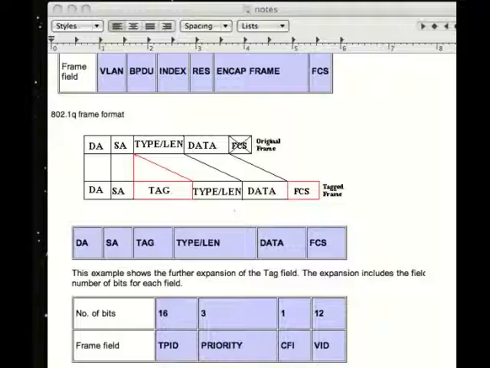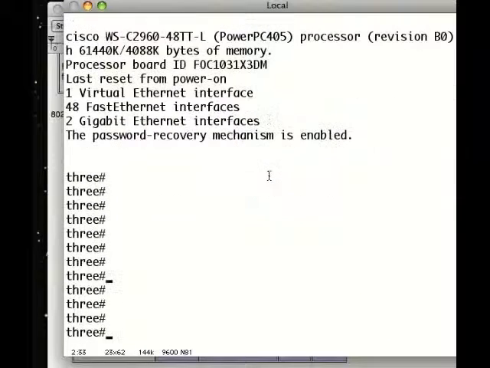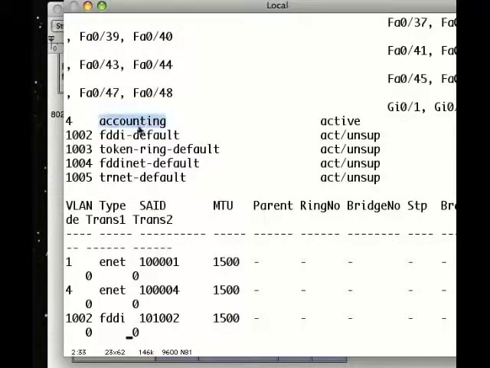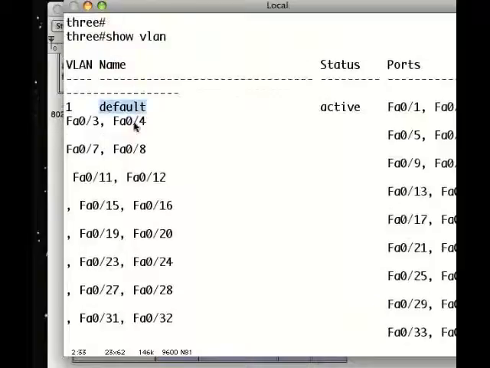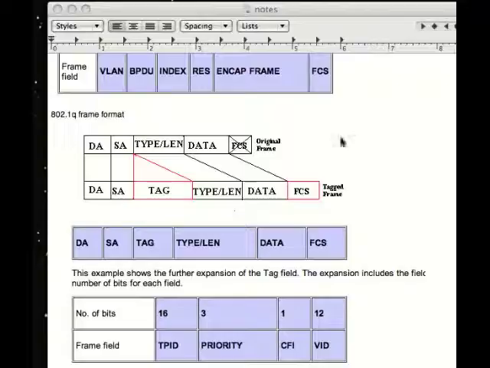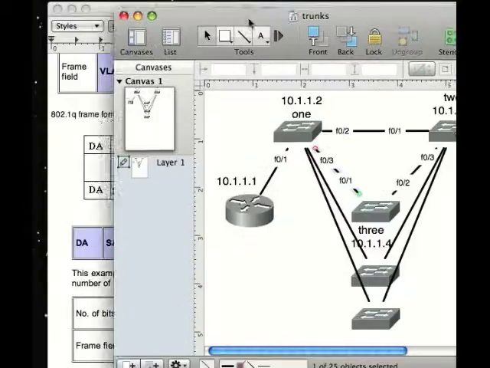Let's go ahead and configure a trunk. Here I am on a switch, and if I do a show VLAN, I have VLAN 4 accounting and VLAN 1 default. One other thing important about 802.1q trunks is that there's a concept of a native VLAN. The native VLAN is a VLAN that is not encapsulated. By default, VLAN 1 is not encapsulated, and all other VLANs would be encapsulated. So over the trunk, you will actually have some data that comes through unencapsulated.